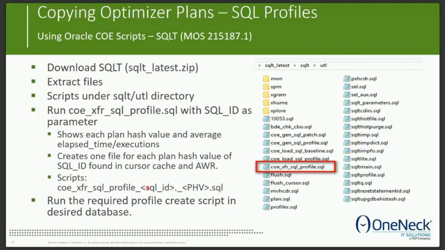So you will have a profile create script for each plan hash value. If you know which plan hash value is good, you just pick that script, go to the other database, and run the script. It creates a SQL profile in that database. So it is much easier to do that. The script is available under SQLT, so you can download SQLT and get this coe_xfer_sql_profile.sql. This is what I normally use to transfer a SQL profile from one database to another.